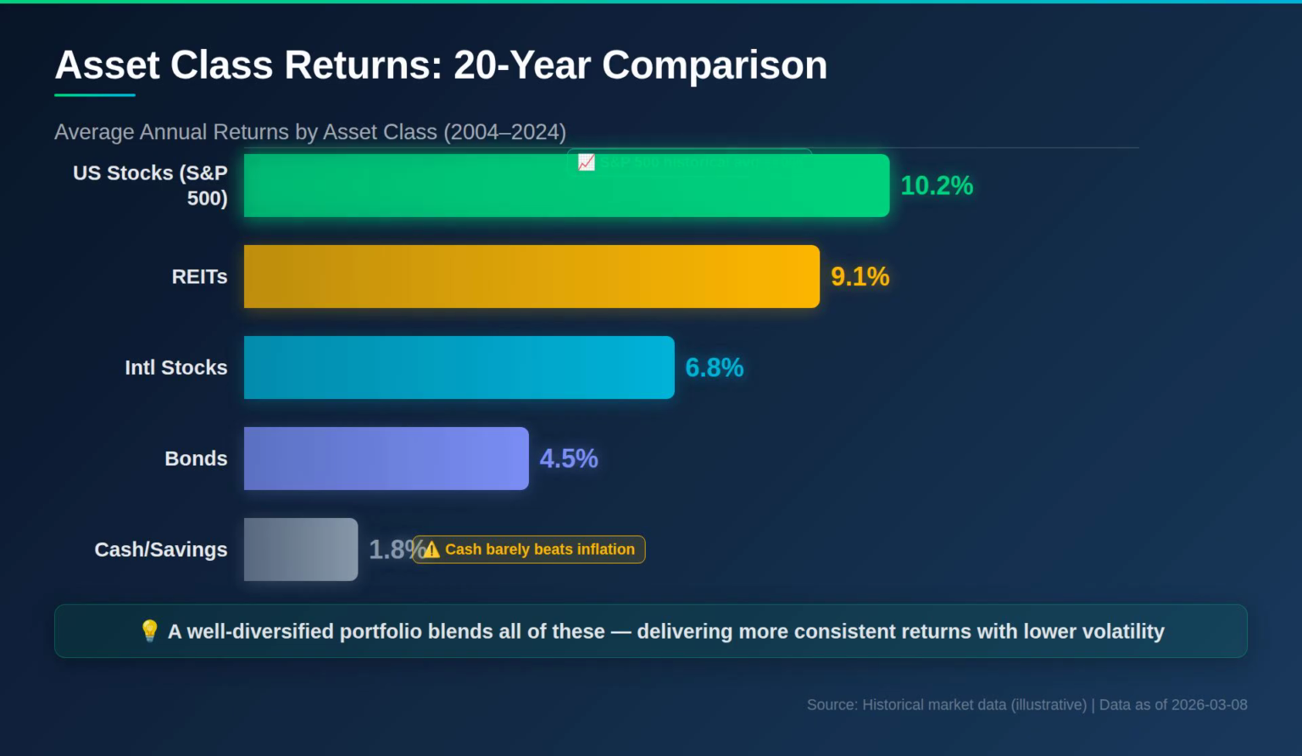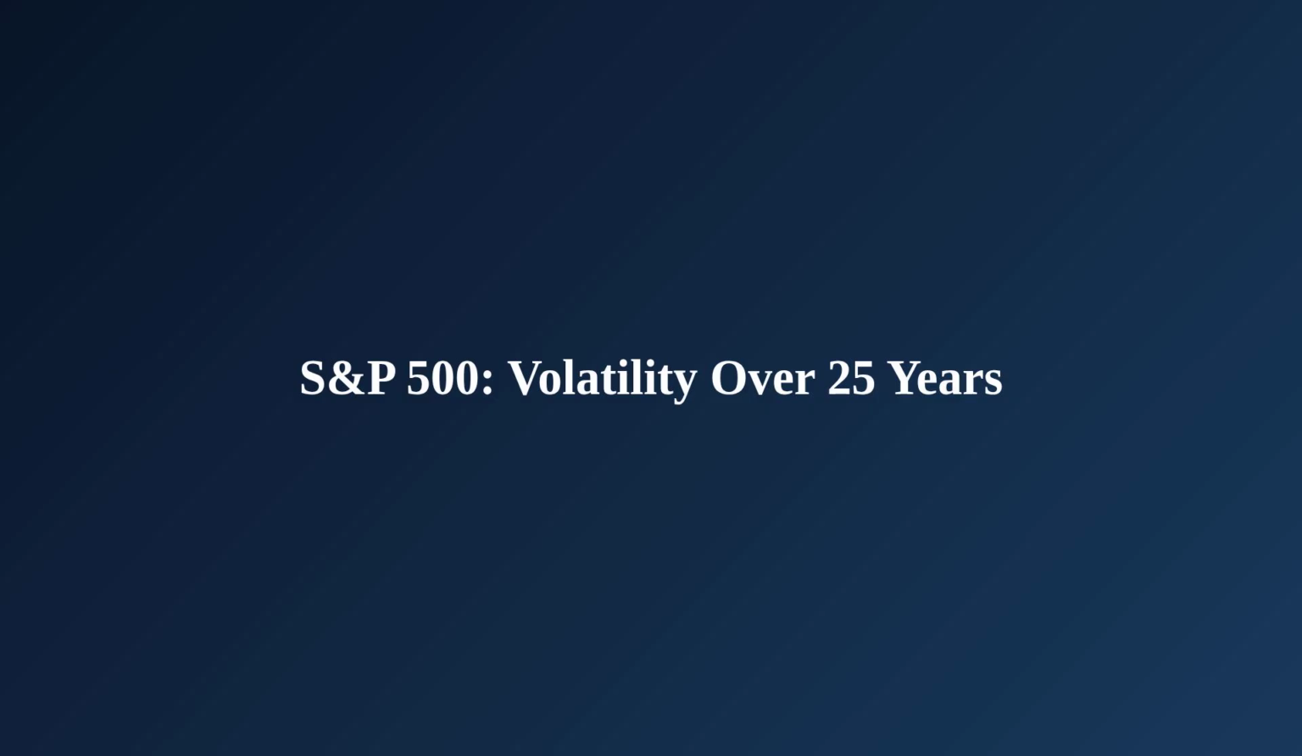No single asset class wins every year. But a well-diversified portfolio that holds all of these has historically delivered solid, more consistent returns with lower volatility than any single bet. That's the power of spreading your risk.